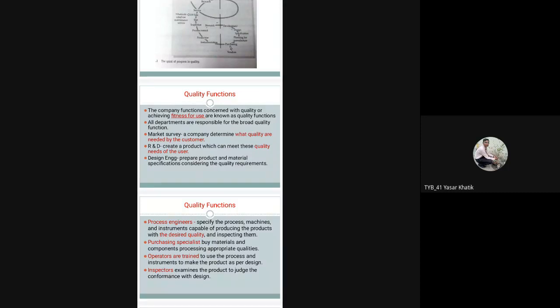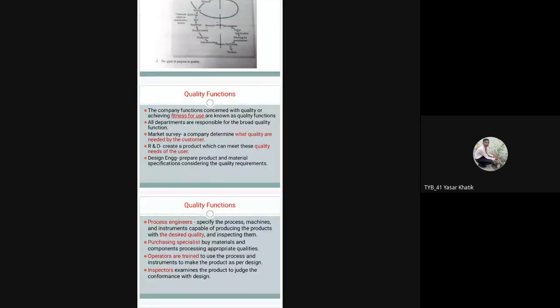Then market survey: the company determines what quality is needed by the customer. Before designing any type of product, or a product similar to an already available product, we have to take some market survey as well as customer survey. Then from that we have to find out the basic requirement and need of the customer, and according to that we have to focus on that particular design only. And according to that requirement we have to make a good product, quality wise as well as functional wise. That is the second thing.